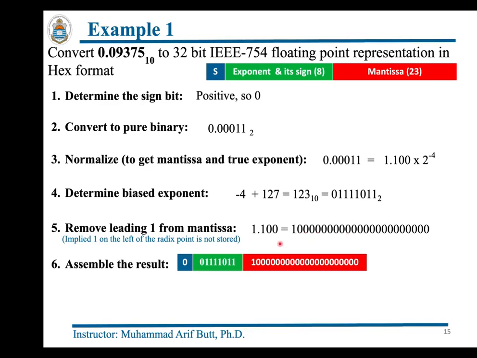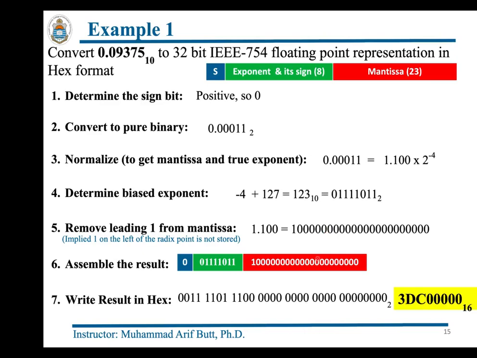Now we just need to assemble the result as per this format. The sign is positive, so we have kept a 0 over here. Over here we need to keep the biased exponent, and this is the biased exponent. We have kept it over here, and these are the 23 bits of the mantissa, and they are kept over here. And finally, for the ease, you can convert this to a hex value. So this is the corresponding hex value. So this is how this 0.09375 base 10 number is stored inside the computer in 32 bits.